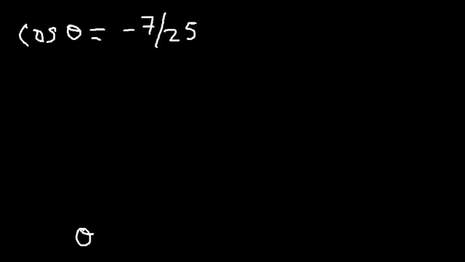So now let's say if cosine theta is negative 7 over 25. And let's say theta is less than 180 but greater than 90. What quadrant is the angle in? Between 90 and 180, the quadrant is number 2.